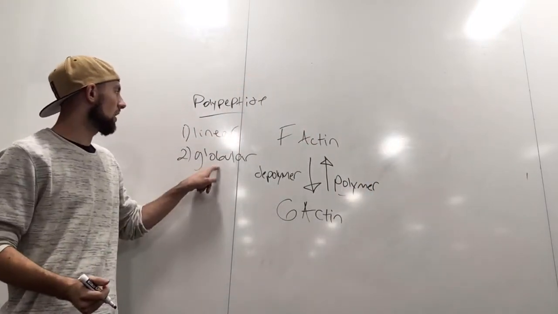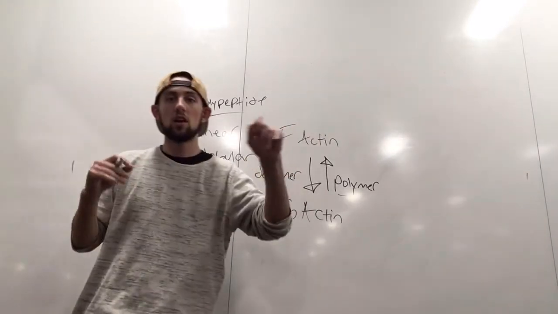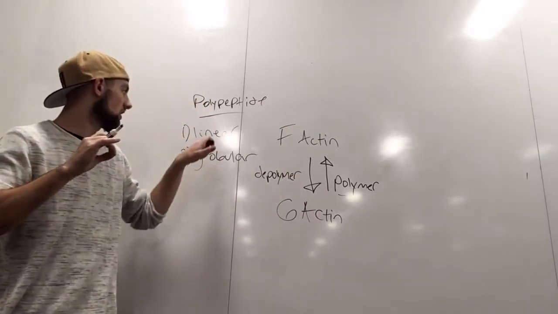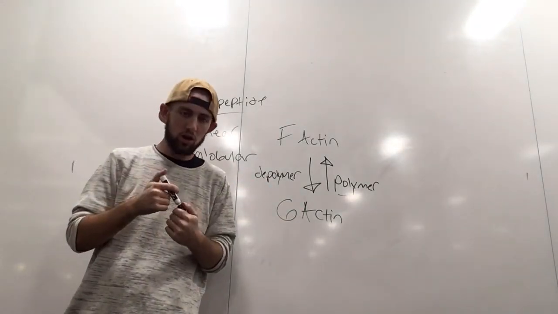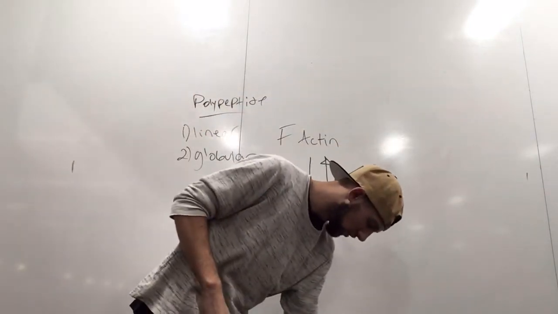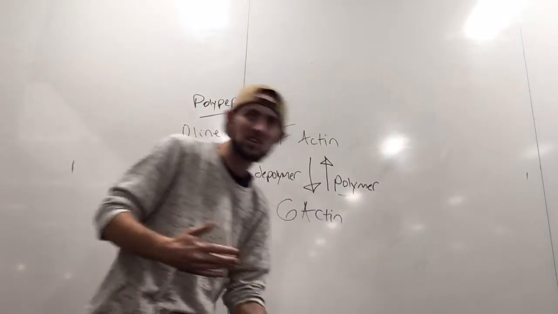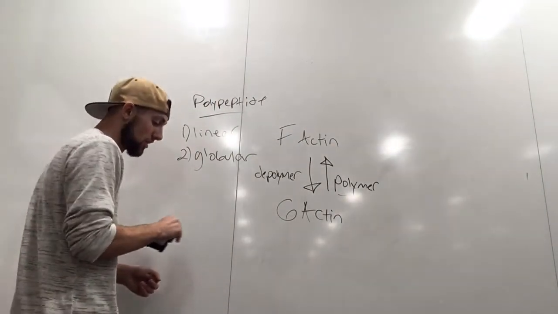And that's what we're talking about right here, those two different types: the microfilament, or the F-actin, being the linear, and then the globular being the G-actin, or the globular protein of microfilaments. So hopefully you're able to make that connection to what we've already learned about in the class. Hopefully you learned it the first time.